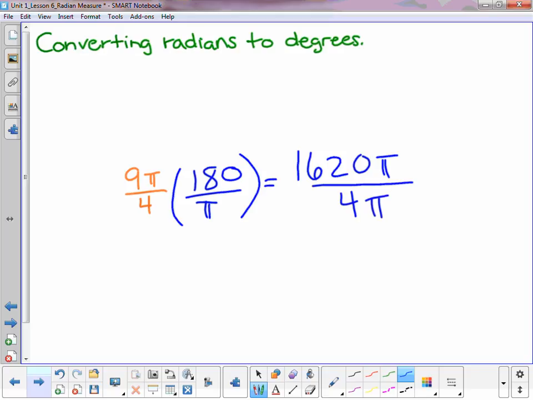Okay, so after I do this multiplication, the pi's cancel, which is kind of the point. We're getting rid of the radians and going back to degrees. So it turns out to be 405 degrees. So you could have also done 180 divided by 4 and gotten 45, and then 9 times 45 is 405, and the pi's still cancel.